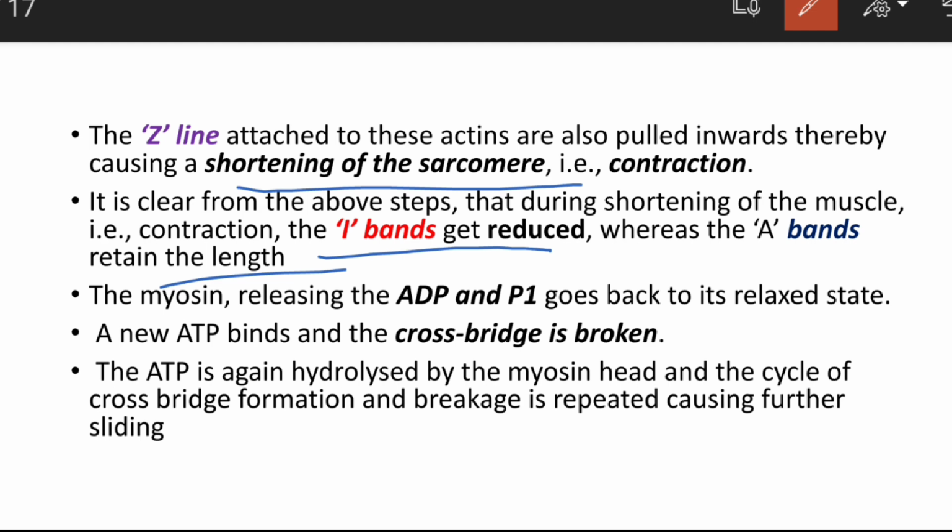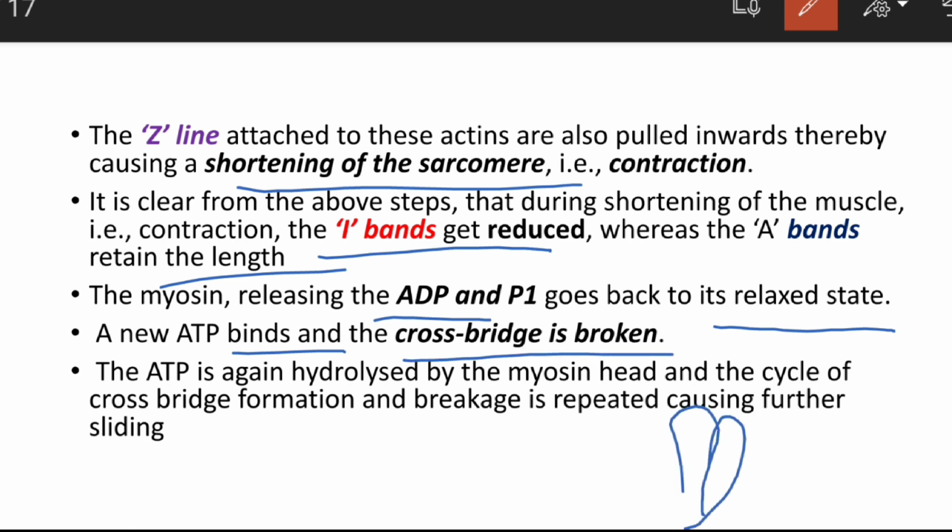The myosin, releasing the ADP and Pi, goes back to its relaxed state. A new ATP binds and the cross bridge is broken. So once the cross bridge which was formed like this between the myosin head and the actin filament is broken, the ATP is again hydrolyzed by the myosin head, and the cycle of cross bridge formation and breakage is repeated, causing further sliding of the thin filaments over the thick filament.